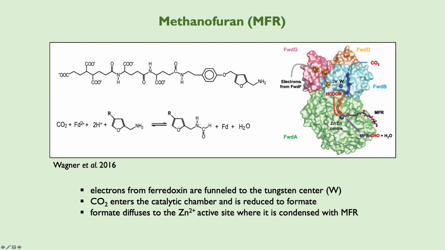So electrons from ferredoxin are funneled into this first active site here, which contains tungsten, and then CO2 is reduced to formate in this first active site. And then down in this second active site, which contains zinc, is where we have conjugation of the formyl group to methanofuran to form formyl methanofuran down here, by this dehydrogenase.